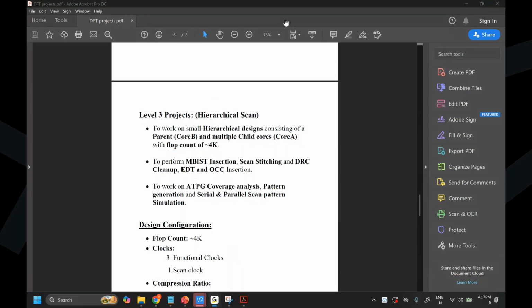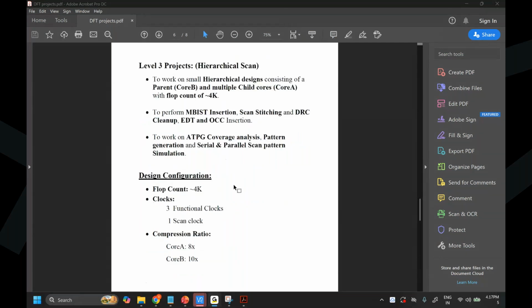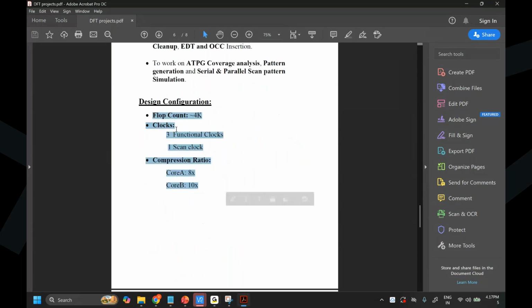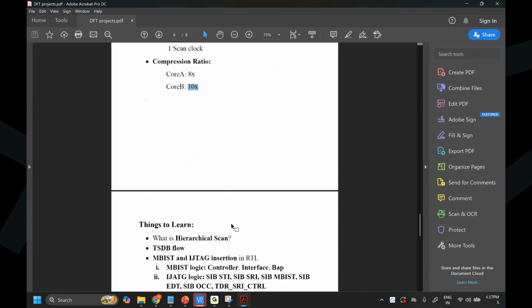And this is our configuration. The flop count will be around 4K. We'll have 3 functional clocks, 1 scan clock, and the compression ratio for core A is 8x, for core B is 10x. So this is our design configuration for level 3 projects.